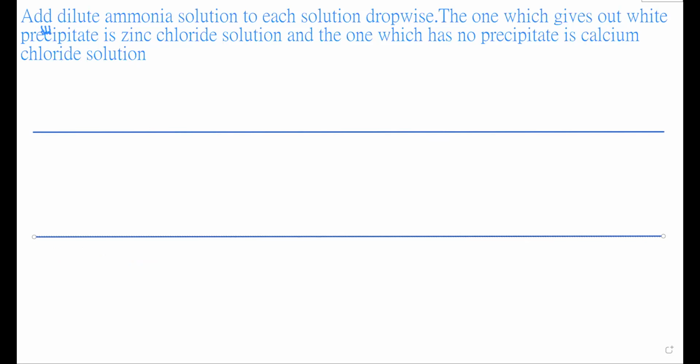A part should be done. Let's look at A part first. They want to distinguish calcium chloride solution and zinc chloride solution. Okay, so the answer. Now take a look at the students' work. Add dilute ammonia solution to each sample solution dropwise. The one which gives a white precipitate is zinc chloride solution, while the one with no precipitate is calcium chloride solution.